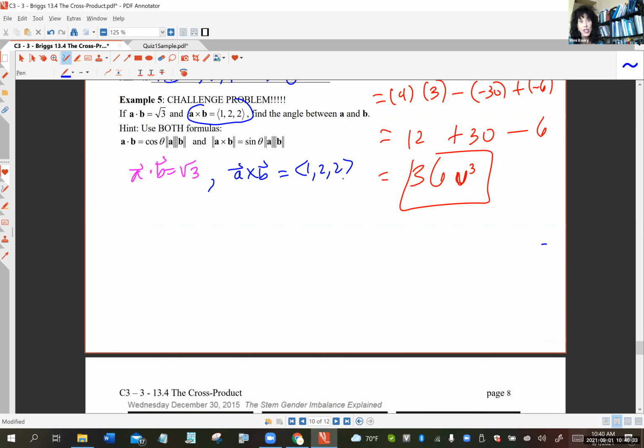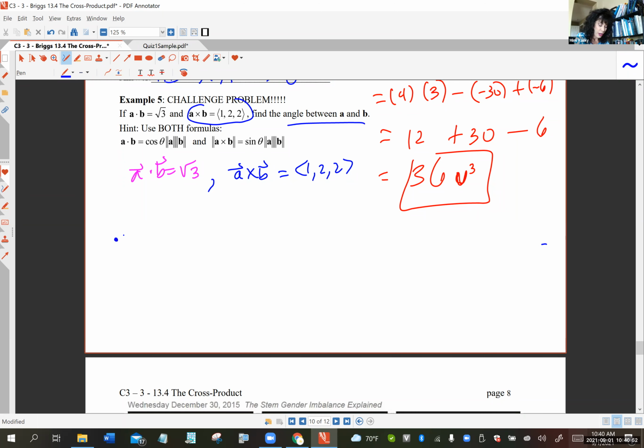Now, what they're not giving you are the component forms for the vectors A and B. Oh, no. But we don't even have to find those in this problem. Don't go off and try to find them because you're going to run into a brick wall. And you don't need to because they just want the angle between A and B.